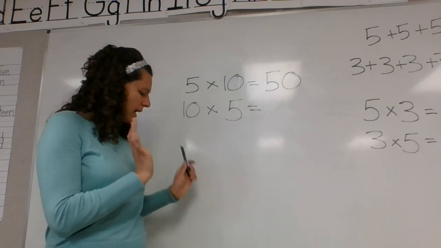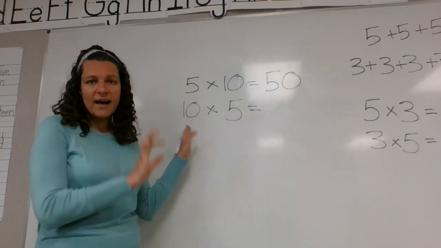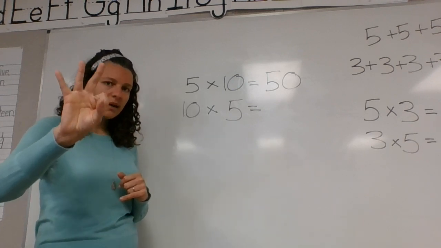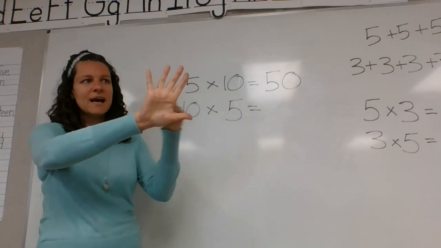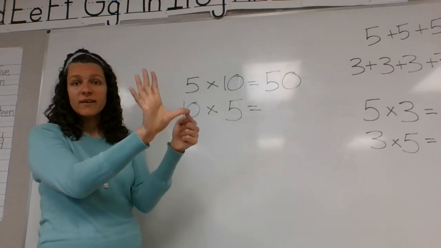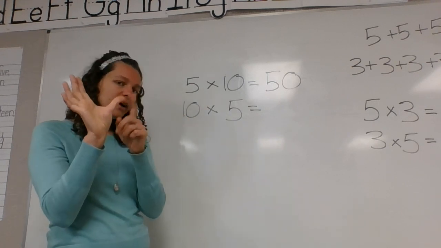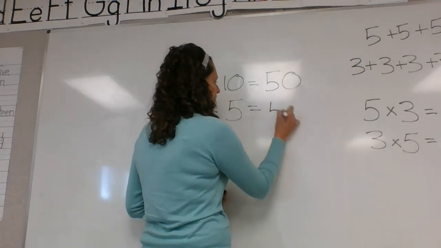So let's just double check and make sure that 10 times 5 is the same. It should be, but I'll just make sure. So I'll count by 10 5 times. Ready? Count with me. 10, 20, 30, 40, 50. Right, so that's the last number I said. I was counting by tens. I've got 5 fingers up, so I know I did it 5 times. And what was the last number I said? Right, it was 50.